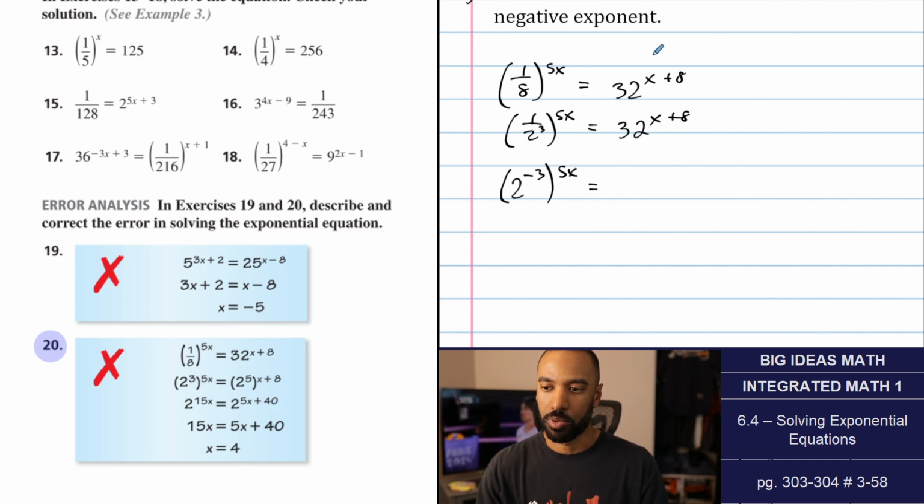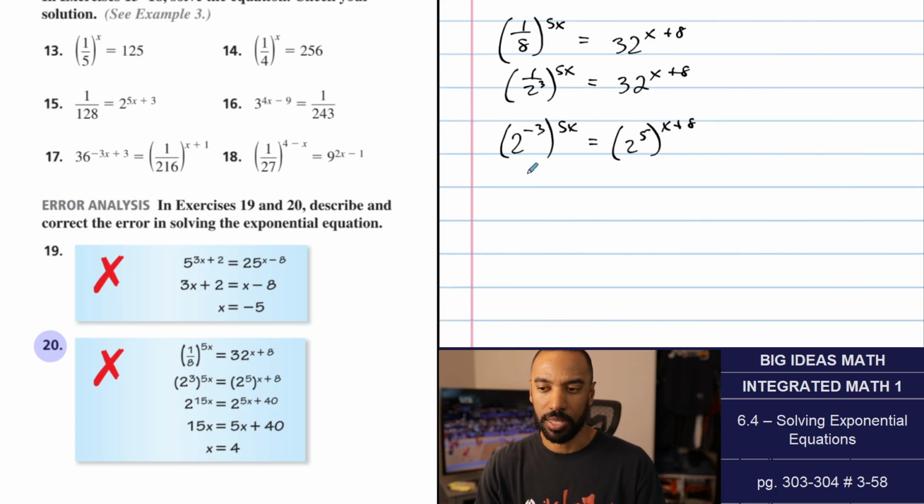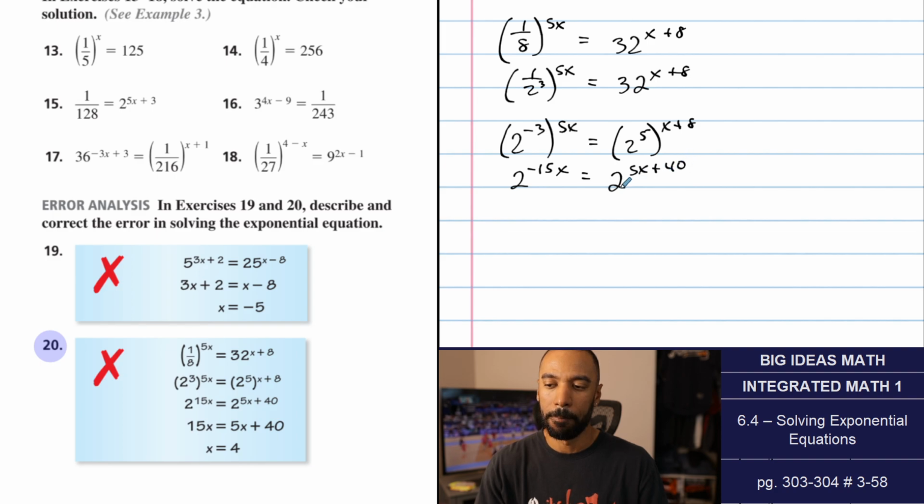Oh, I forgot to rewrite this one. I'm sorry. 2 to the 5th to the x plus 8. Everything they did on the right side was fine. They distributed properly, everything like that. And this is 2 to the negative 15x instead of positive 15x. So it's going to look the same as it did before until their final solving actions right from here.